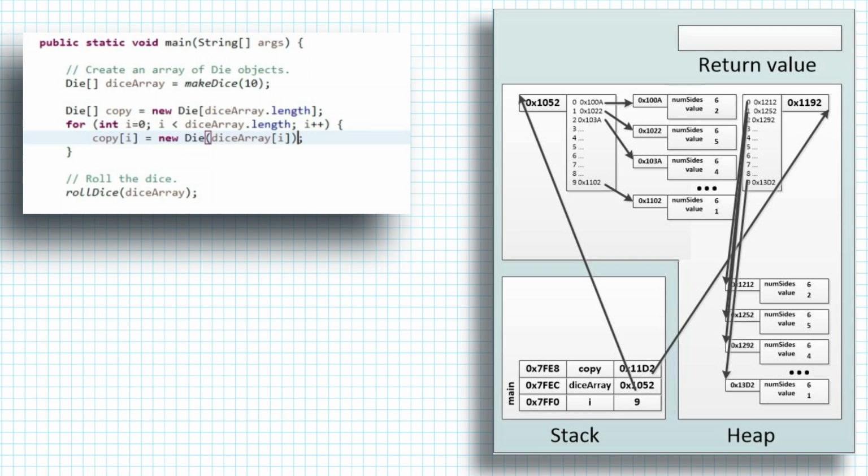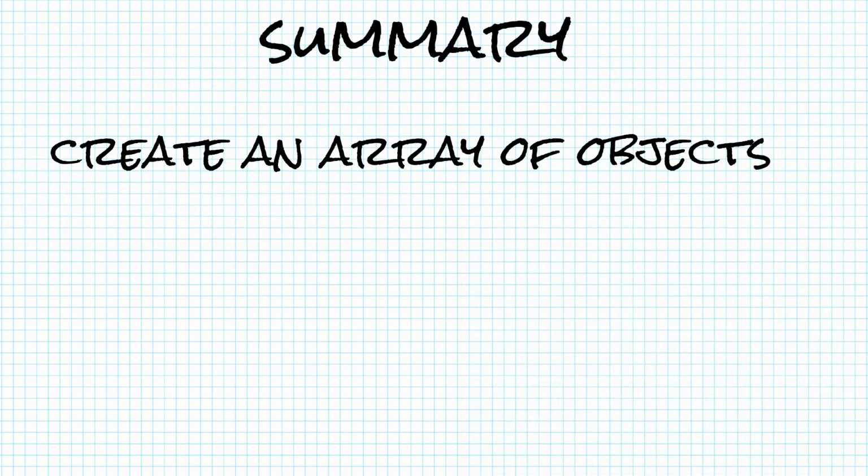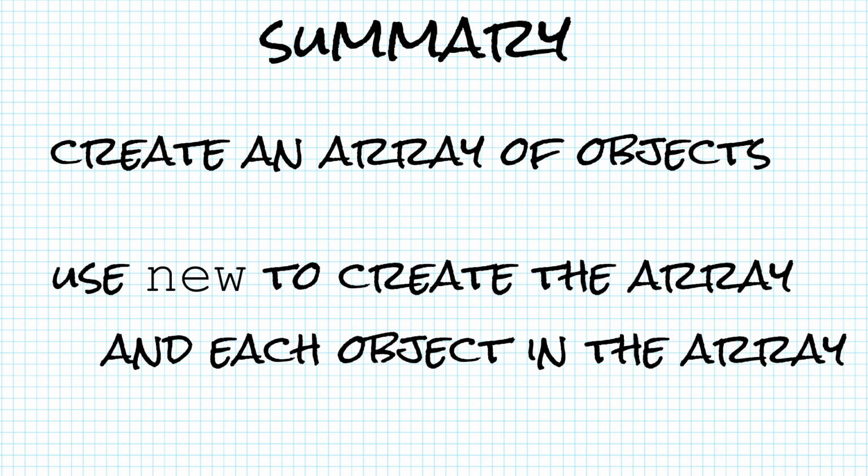Once this code is finished executing, I'll have a complete copy of the array, including the objects in the array. Whatever I do with the copy array, it will have no impact on the original diceArray array. In this video, we looked at how to create an array of our own programmer-defined data type. Because an array is an object, and the values we're putting in the array are also objects, we'll use the new keyword to create the array, and then we'll use it again for each object we put in the array.